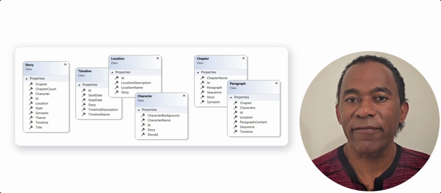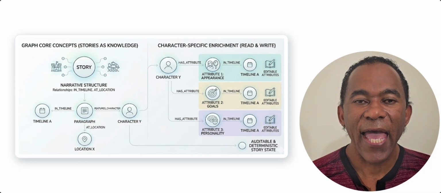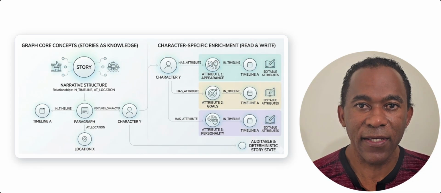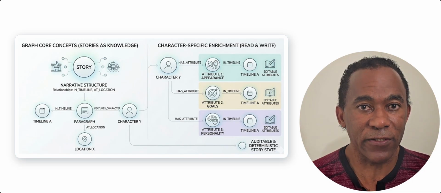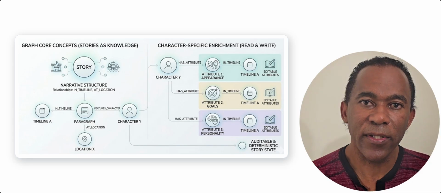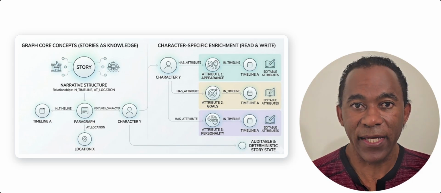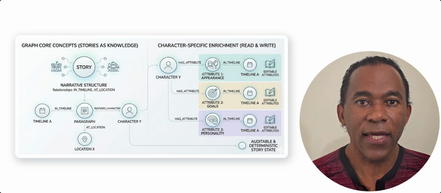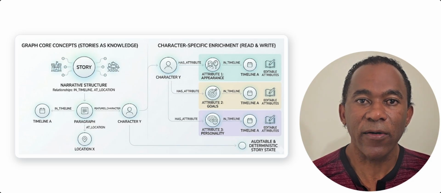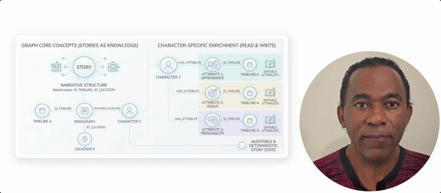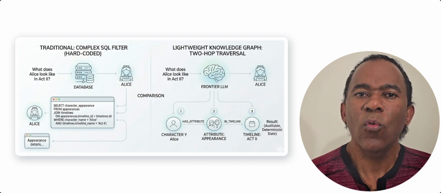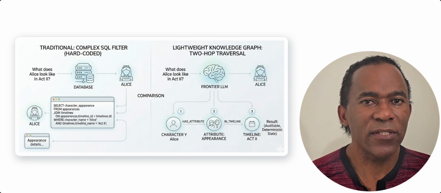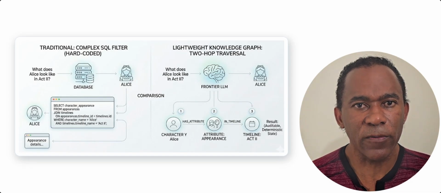Stored as a graph, it's quite beautiful. A paragraph node has in timeline, at location, and feature character edges. A character node has attribute edges, 2 per timeline attribute nodes, and those attributes themselves carry an in timeline edge. So a question like, what does Alice look like in Act 2 becomes a simple 2-hop traversal.